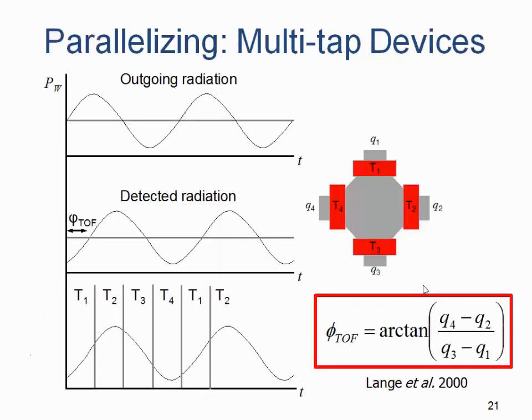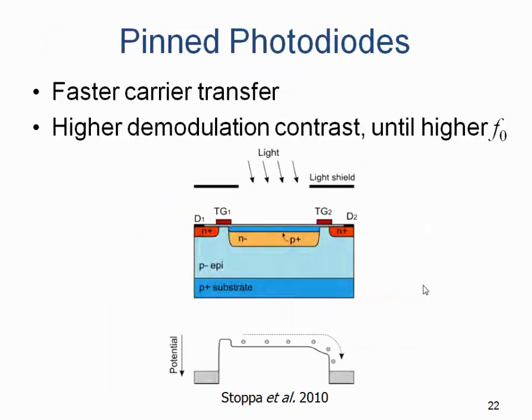remove it. Actually, you want to go one step further, and you want to prepare your signals, for example, by having 4 taps, in such a way that you will have essentially the sine and the cosine version. So in other words, you can easily compute the phi, the phase given by time of flight, as an arctangent of these charges. This actually was done by Lange and others back in 2000.